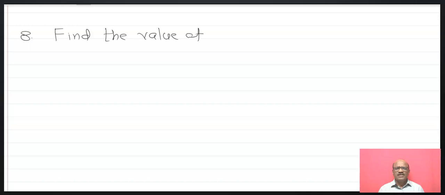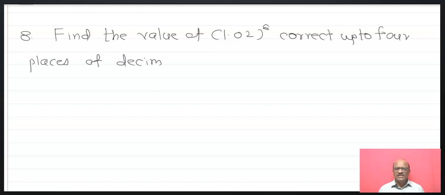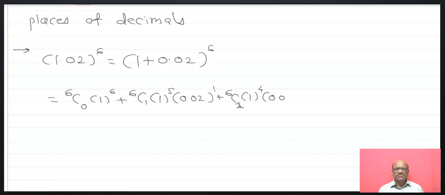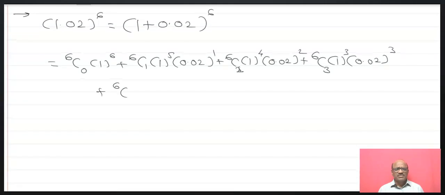Now the problem number 8. Find the value of 1.02 bracket raised to 6, correct up to 4 decimal places. That is, 1.02 bracket raised to 6 can be written as 1 plus 0.02 bracket raised to 6. Now expansion: 6c0 1 raised to 6 plus 6c1 1 raised to 5 into 0.02 raised to 1, and in this way you expand up to the 6c6.